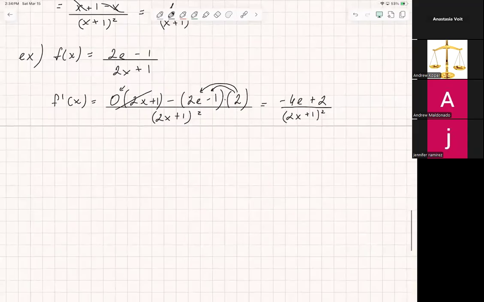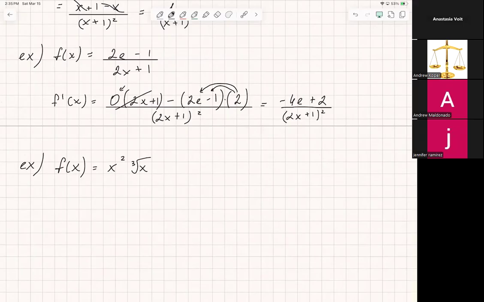Okay, next example would be, so let's say we have f of x equals x squared times cube root of x. So now you have two options. Again, you can simplify it and use the power rule, or you can just leave it as this and use the product rule. So let's first use the product rule, and then we'll check if the power rule gives us the same answer.